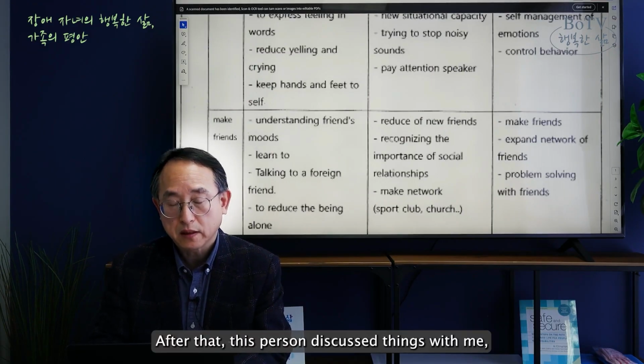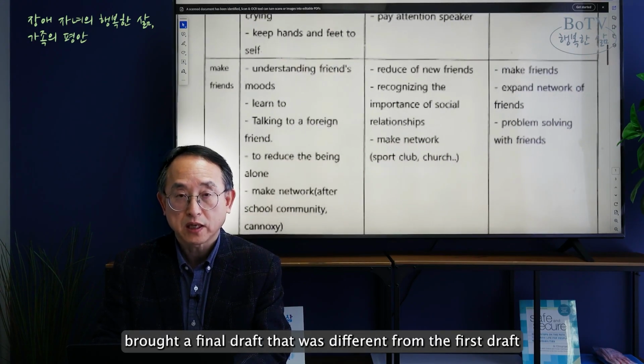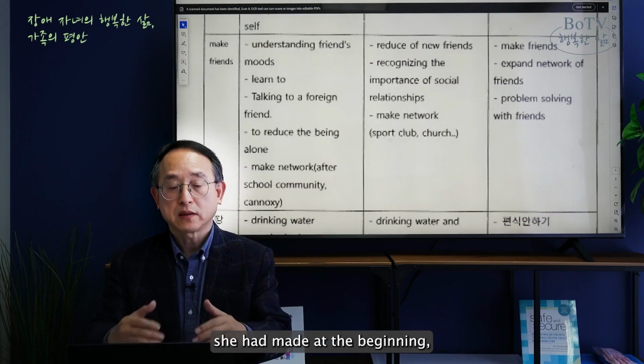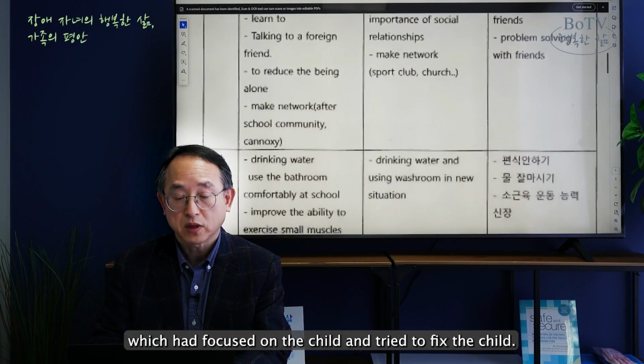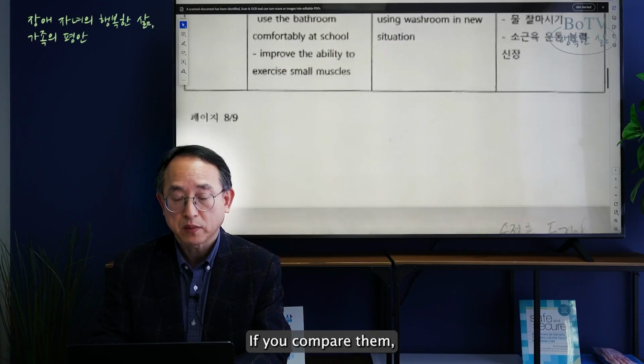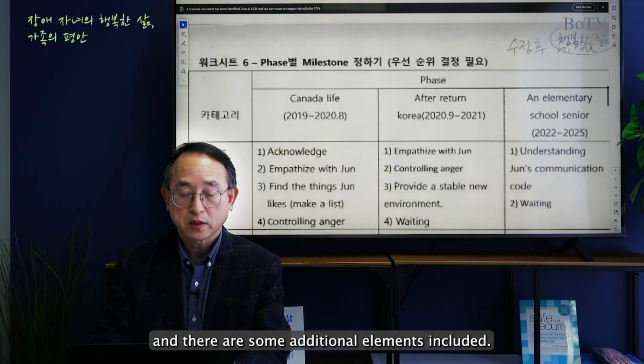After that, this person discussed things with me, listened to my comments, and through our conversation, brought a final draft that was different from the first draft they had made at the beginning, which had focused on the child and tried to fix the child. If you compare them, this is the final version after the revisions, and there are some additional elements included.